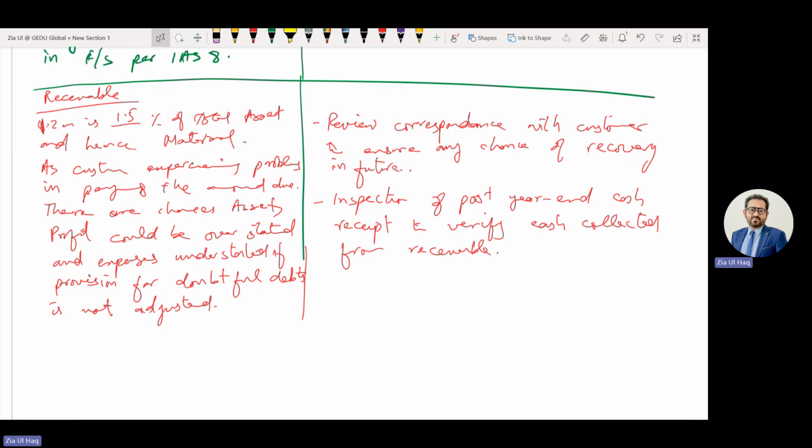One more: we can discuss with management the likelihood of recovering this balance from the customer to see if it is reasonable.